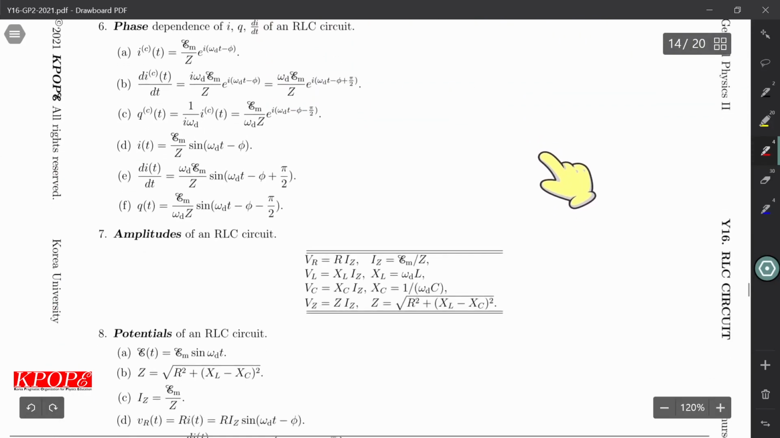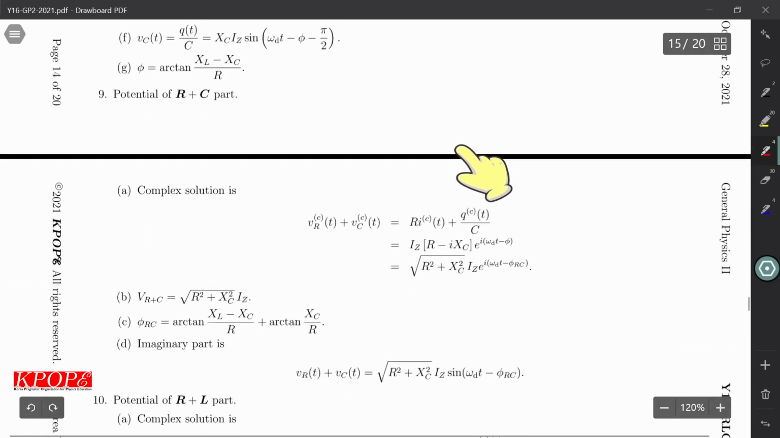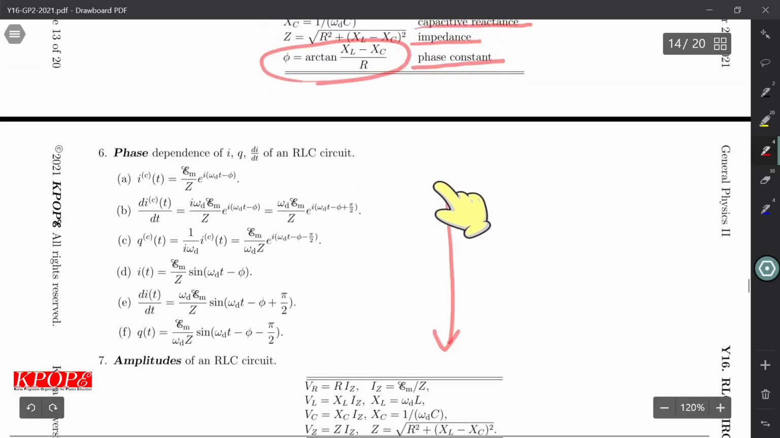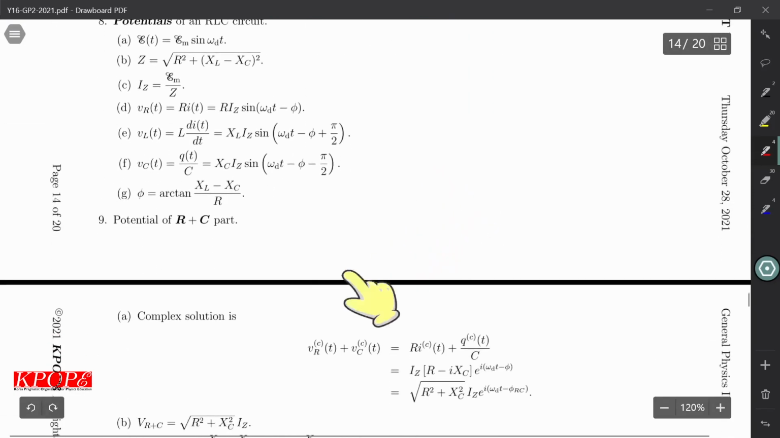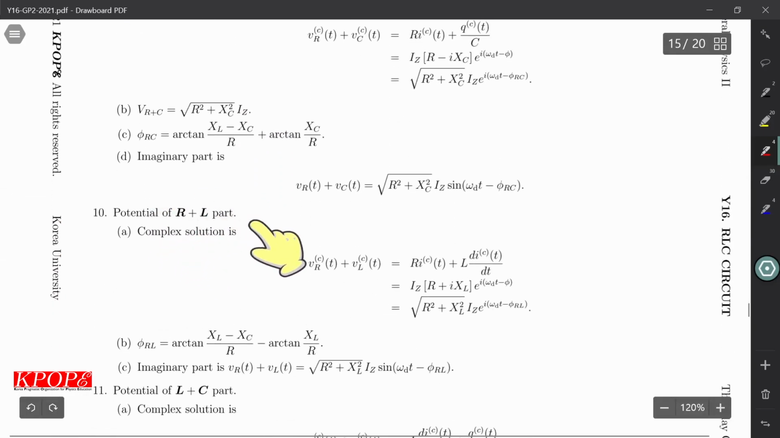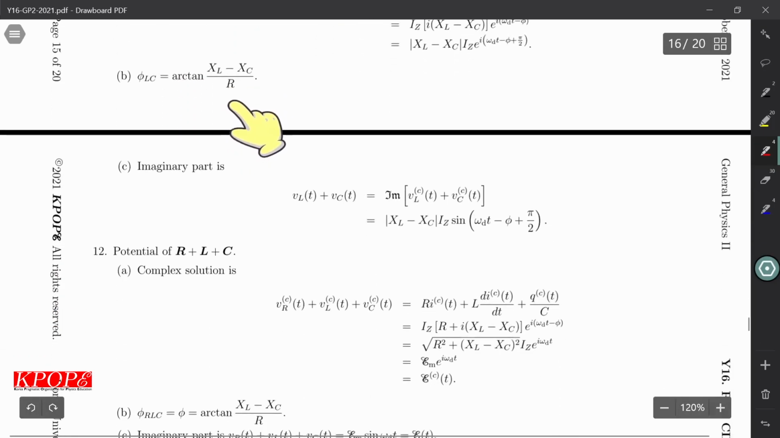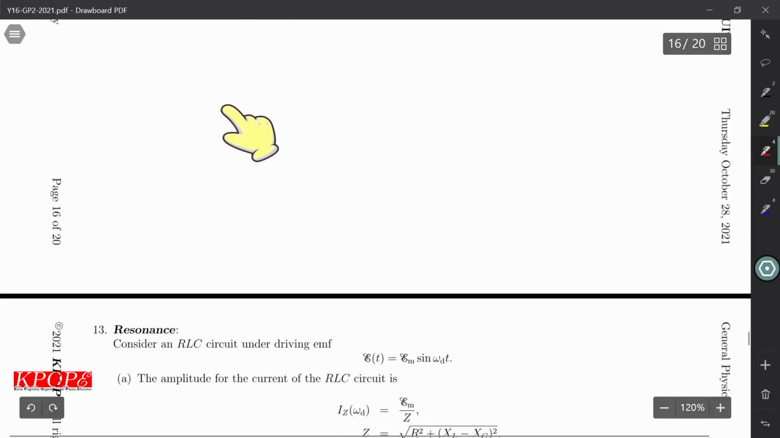The detailed calculation is given here, so you can follow the practice solution for the combination of some parts. For example, in RLC, just combine R and C, combine R and L, and combine L and C to see what happens. These are good exercises.